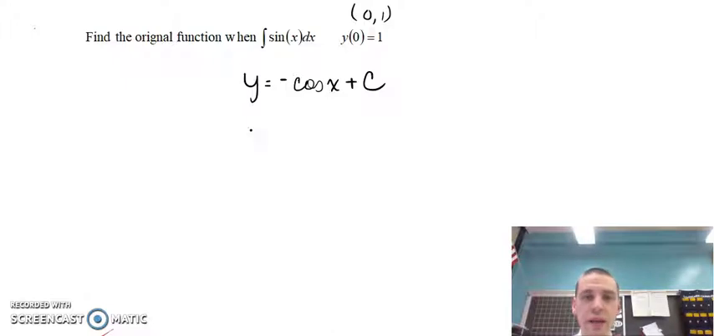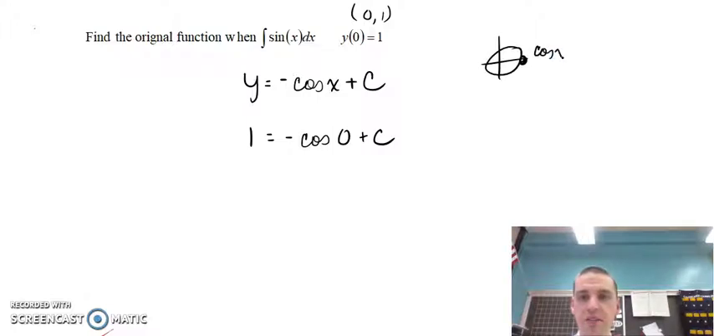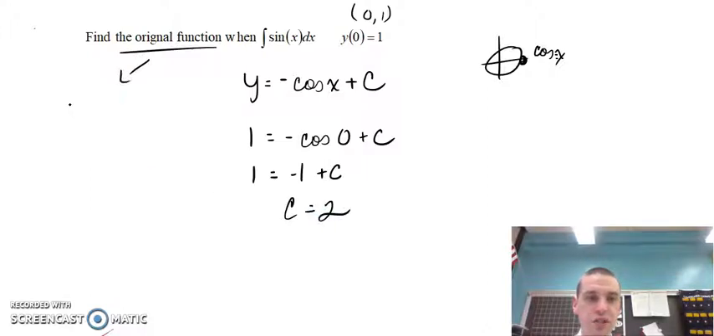We're going to plug in now. So 1 equals negative cosine of 0 plus c. Go over here. Cosine of 0 is there. Cosine is the x value. And so we're going to get 1. So 1 equals negative 1 plus c, and so c equals 2. And so the original function is going to be y equals negative cosine x plus 2.